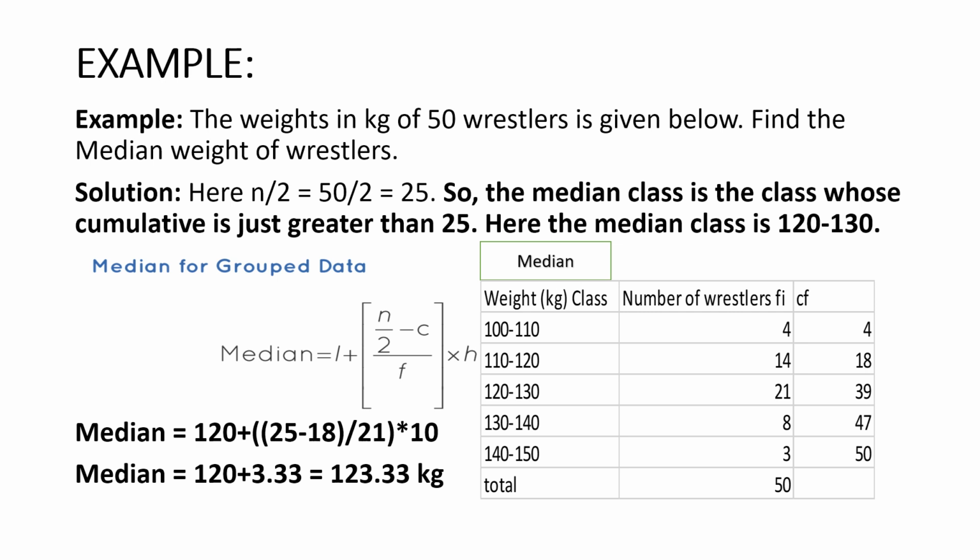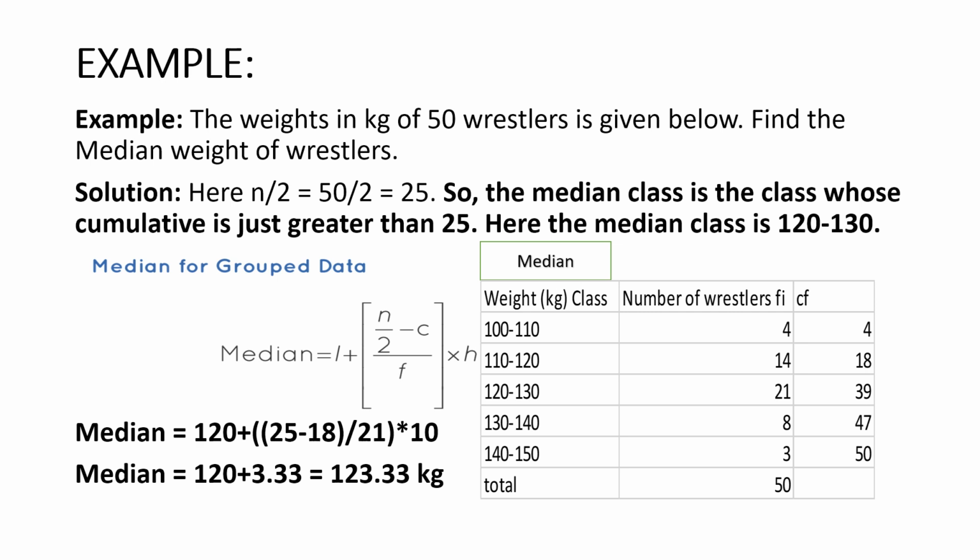Similarly, you find cumulative frequency of all the classes. One thing remember, very important, if you have found it correctly, the cumulative frequency of the last class will be equal to the total frequency, which is 50. So now we have found the cumulative frequency. Let us find the median class.